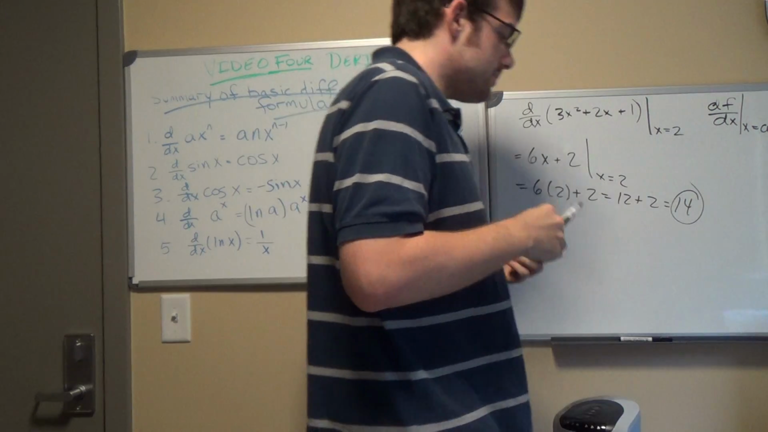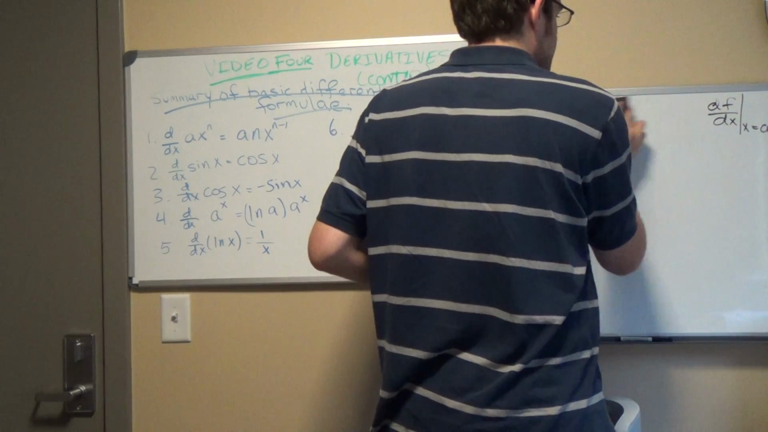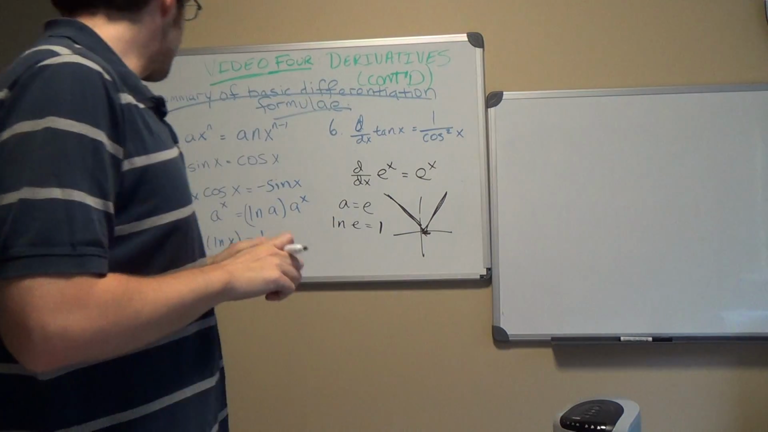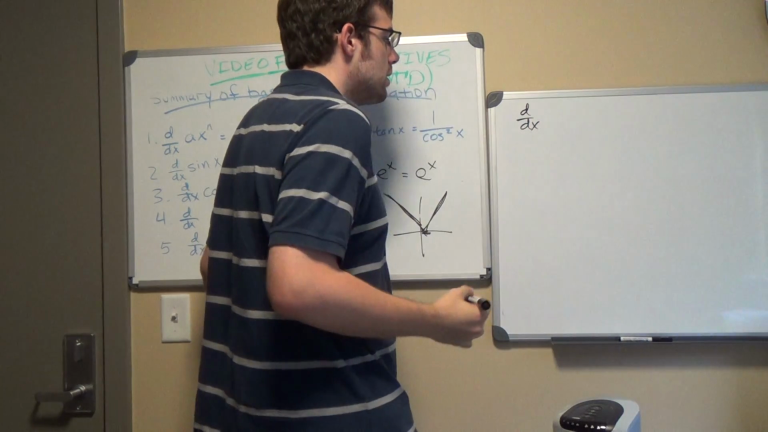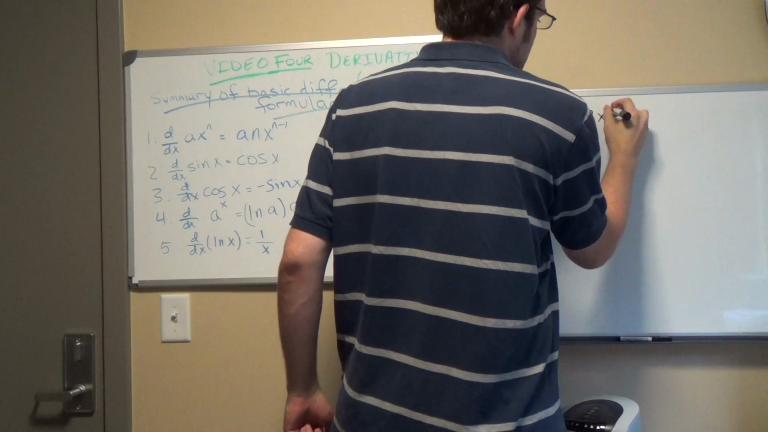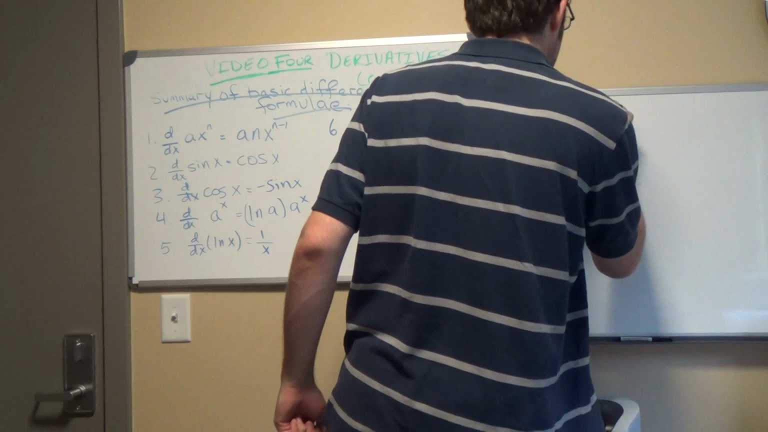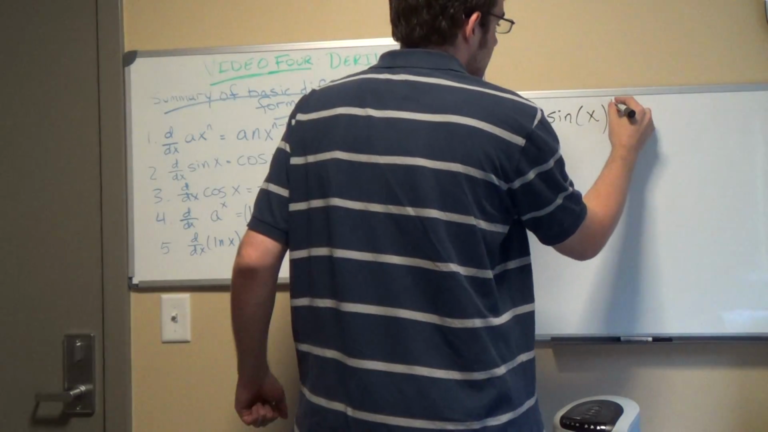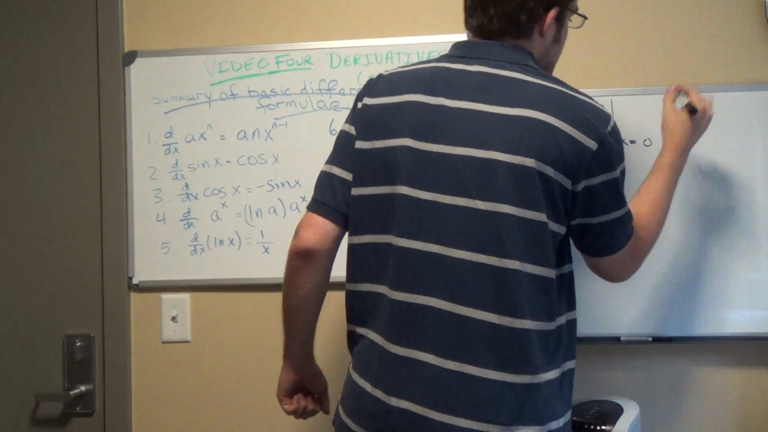So let's do one more quick example involving something that's not a polynomial. Okay, so let's do a trig function. So d dx of sine of x. Let's not do 2x because we haven't done the chain rule yet. The sine of x at x equals, let's do something simple, 0.